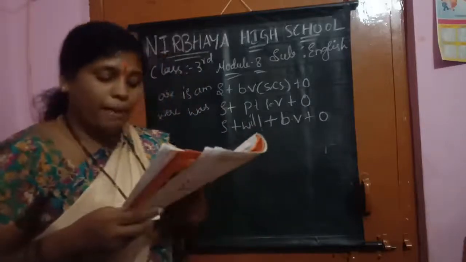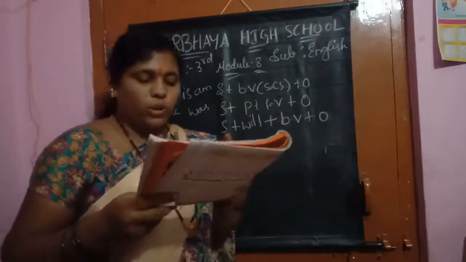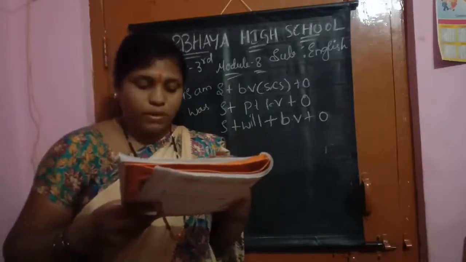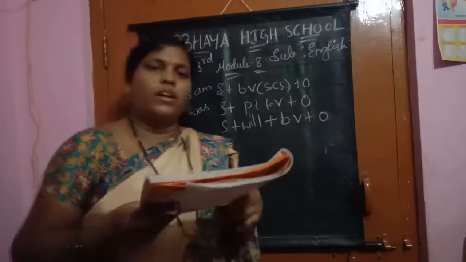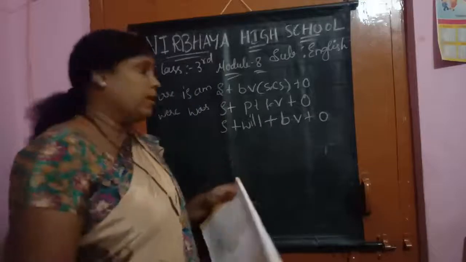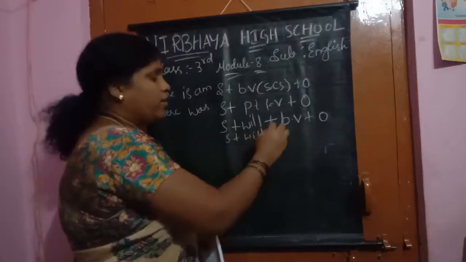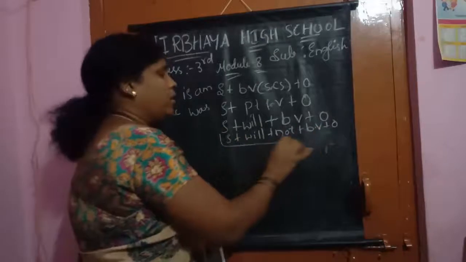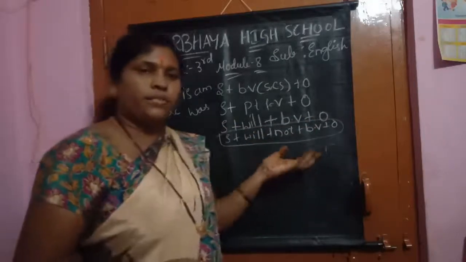See, I will become a pilot when I grow up. It becomes future. Here, to talk about events or actions that will not happen, we use the word not between will and the base verb. We will not go to Madurai this year. Same, subject plus will plus not plus base verb plus object. In the future, it will not happen.